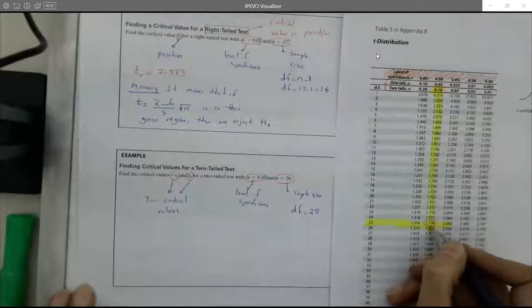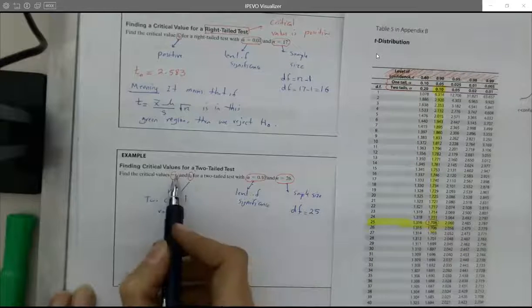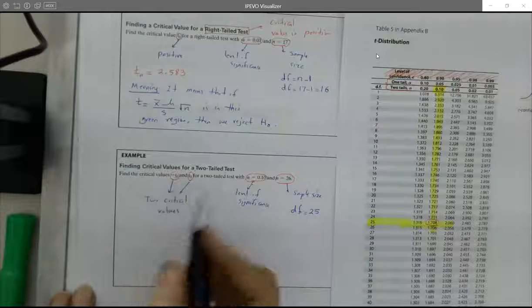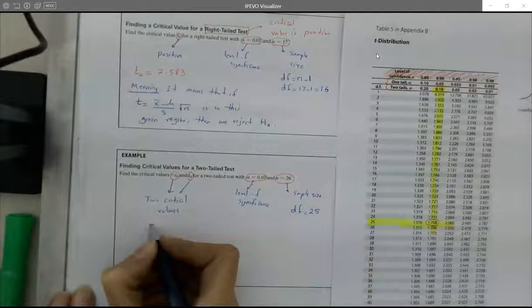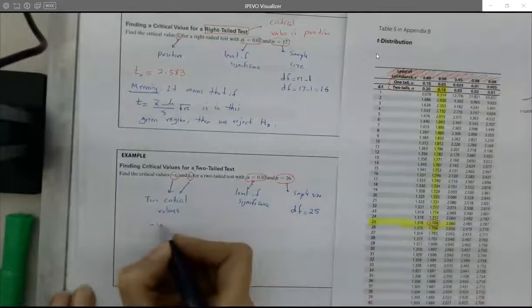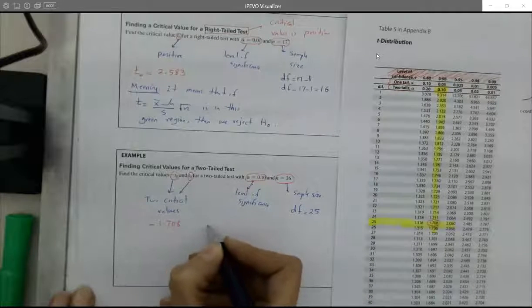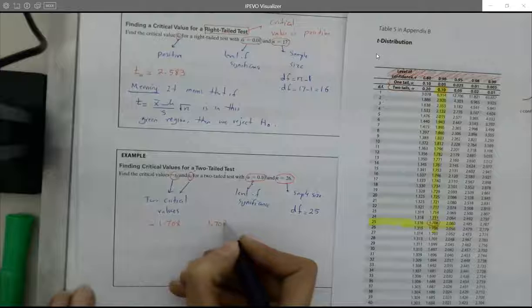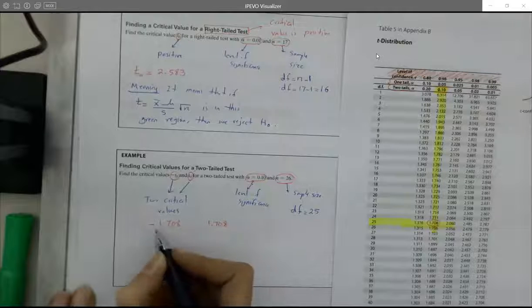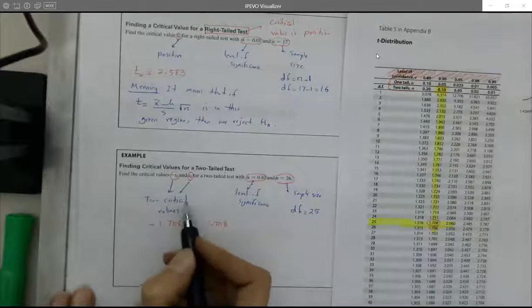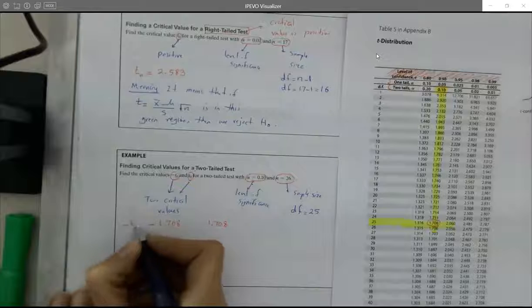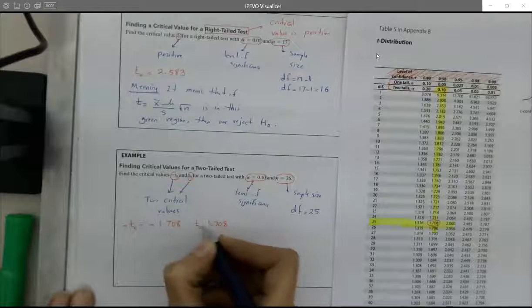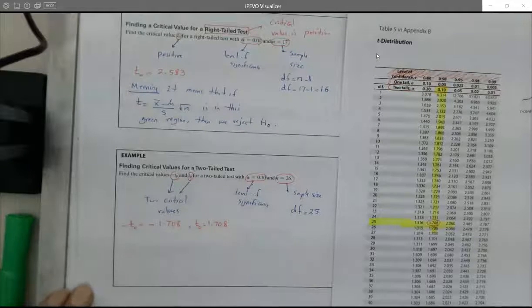What should I do now? Remember that the digits are the same, the signs are different. You get a minus 1.708 and plus 1.708. Two critical values, negative t sub 0 and positive t sub 0. Well, what's the meaning of that?